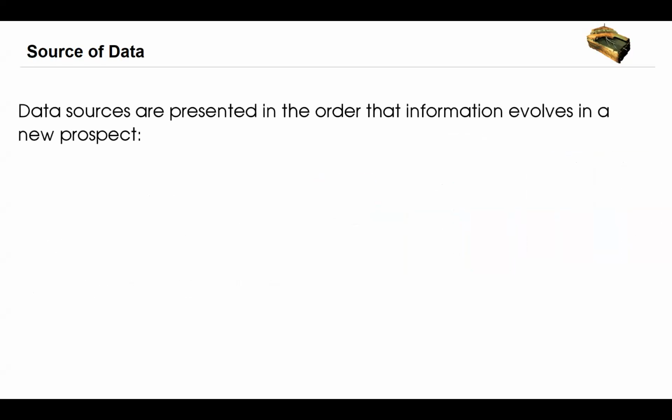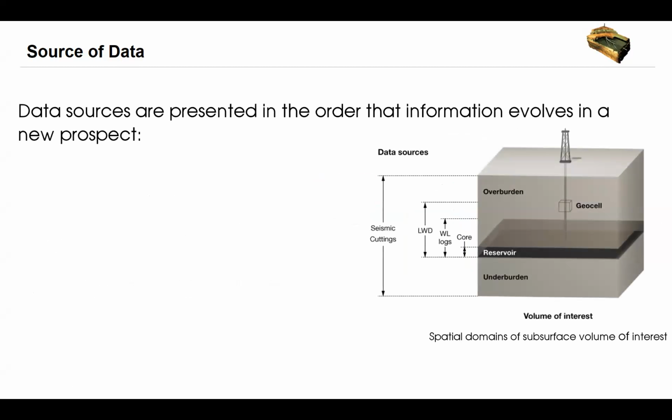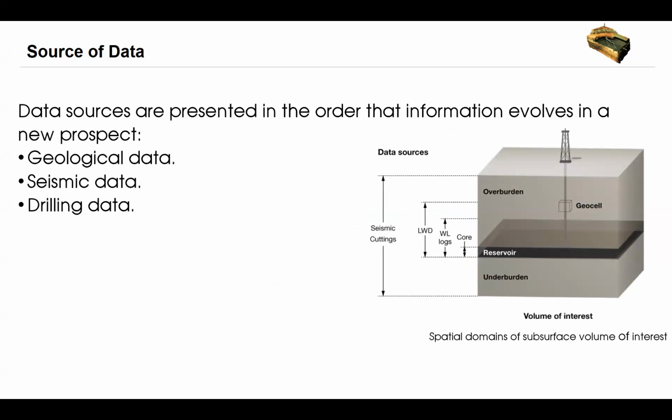Which sources of data are used to build the mechanical earth model? The data sources are presented in the order that information evolves in a new prospect. So in order, we have geological data, seismic data, we have also the drilling data, which is very important to calibrate our model later, and also borehole measurements and rock samples if available. If we have no rock samples, we cannot stop making our mechanical earth model. We can make the model, and after that, we can calibrate it with some empirical relationship if available.